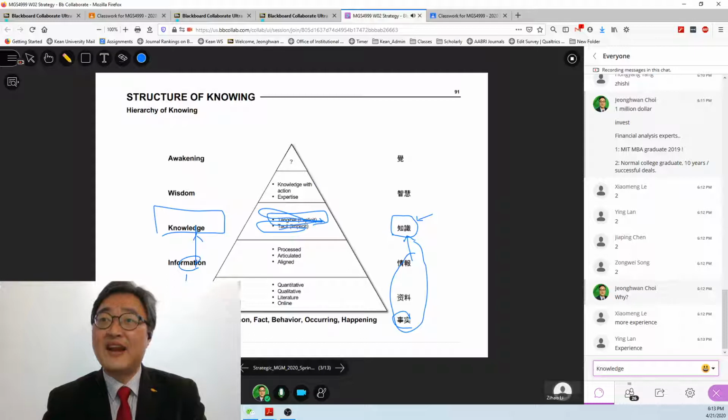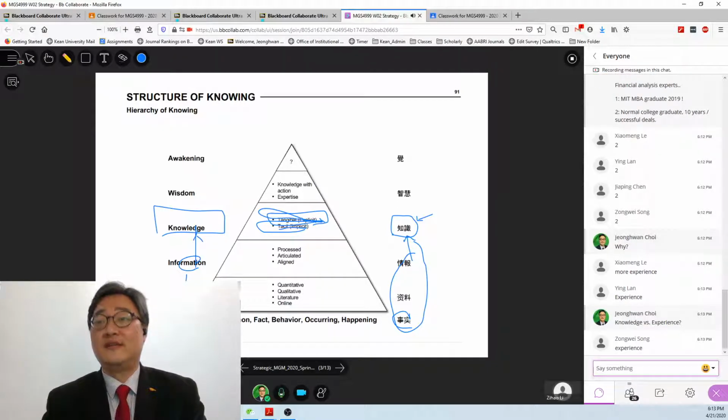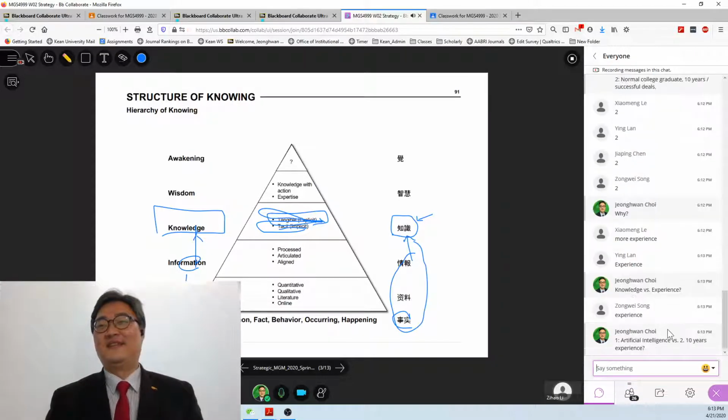Okay, so I'm asking about knowledge versus experience. Are you choosing the knowledge or are you choosing the experience? Yeah, okay, maybe I can change something. And how about if number one is artificial intelligence versus number two, 10 years of expert? Okay, still maybe you will choose number two. And then we want to buy the experience.